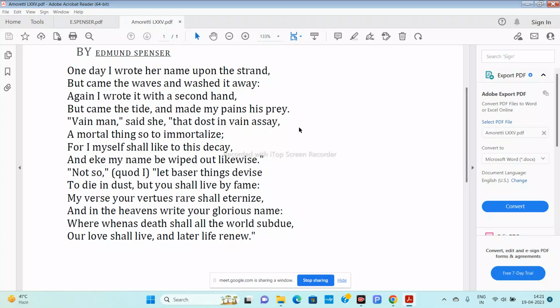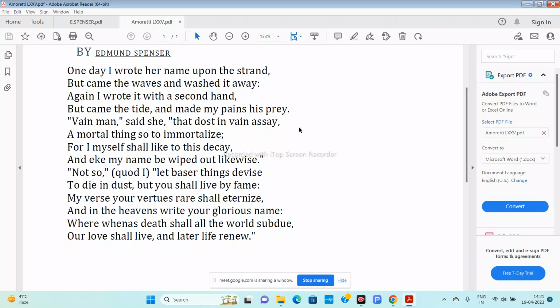So, for I myself shall like to this decay, and eke my name be wiped out likewise. So, just as my body would decay with my death, my name would also be wiped out or be destroyed. So this is the response of the beloved.